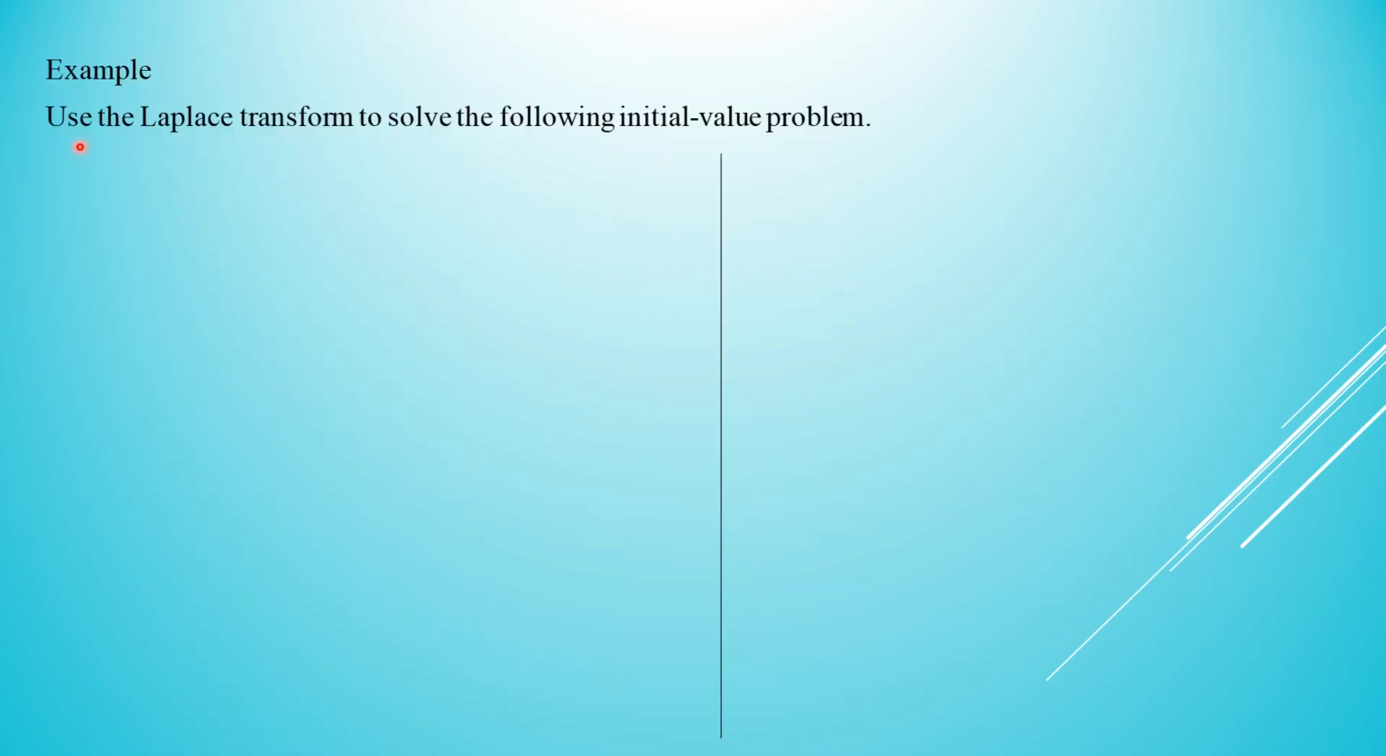In this problem, we are going to use the method of Laplace transform to solve the following initial value problem. y double prime plus 4y prime plus 3y is equal to delta t plus delta t minus 4, y of 0 is equal to 0, y prime of 0 is equal to 2. Okay, so this is a second order, non-homogeneous, linear DE with constant coefficients, and these are the two initial conditions.